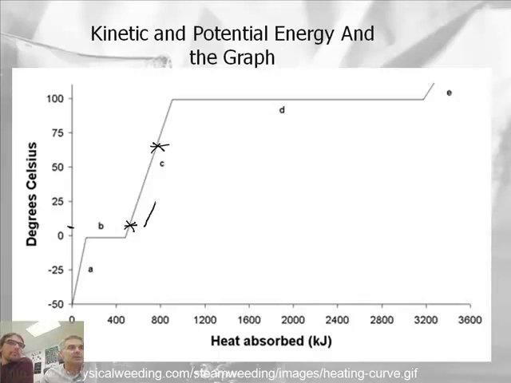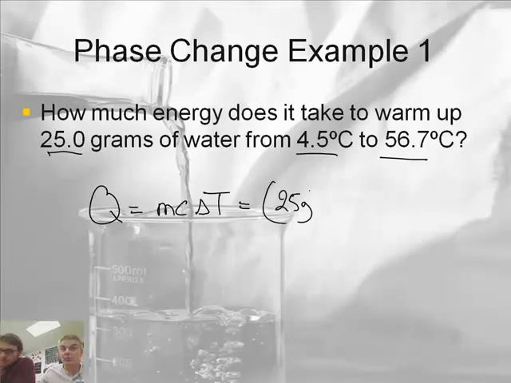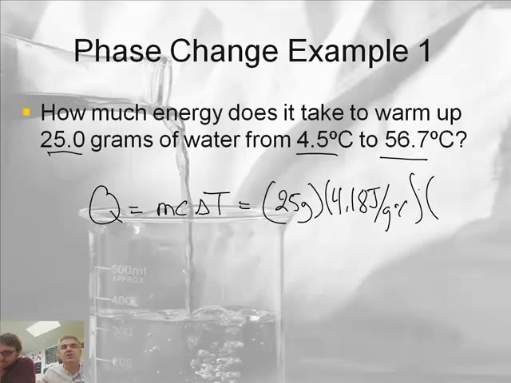So I'm going to go from here to here. It's just a heating up deal. So the only thing we have to do here is Q equals MC delta T. This is an easy problem. So the mass is 25 grams. Now this is water, so this is 4.18 joules per gram degree Celsius times my change in temperature.